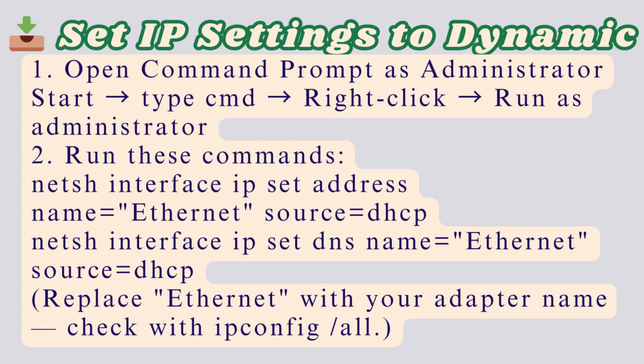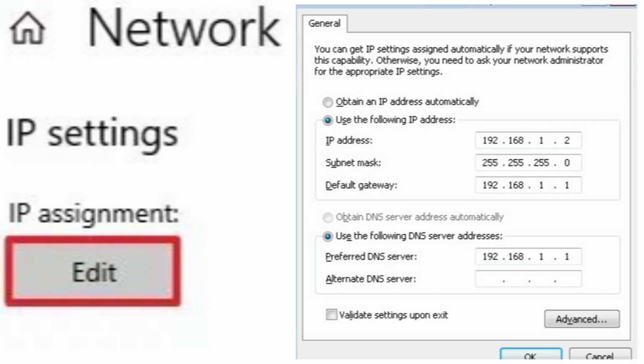Configuration tweaks you should check. Set IP settings to dynamic. Go to your Ethernet or Wi-Fi adapter settings and make sure it's set to obtain an IP address automatically. Manual entries often clash with other devices.